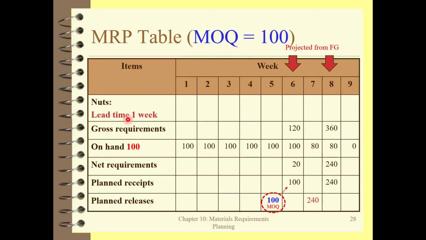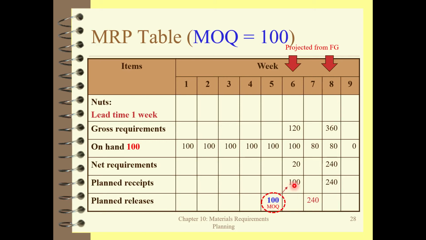Okay, for nuts, lead time still 1 week, but they said that the MOQ for nut is 100. You cannot order less than 100. So here you can see that your net requirement is 20. Actually, if there is no MOQ, you need to order here 20, right? And press order here 20 at the beginning of week 5.